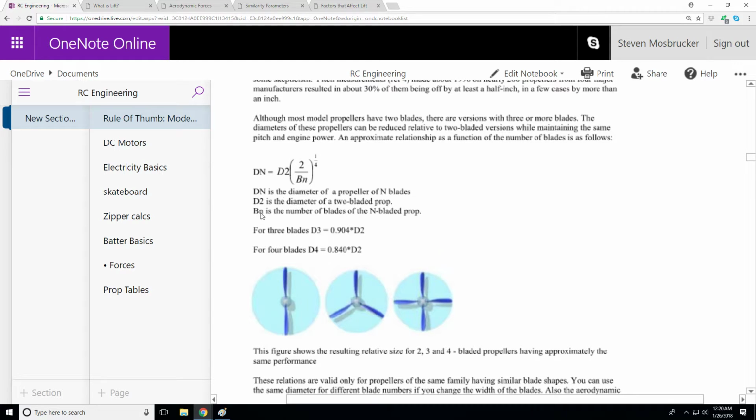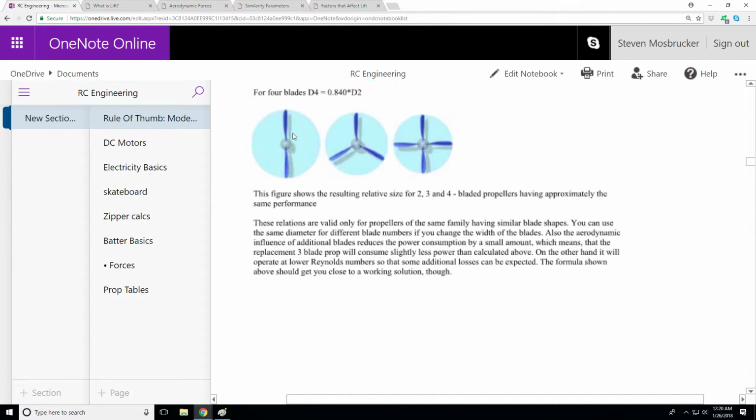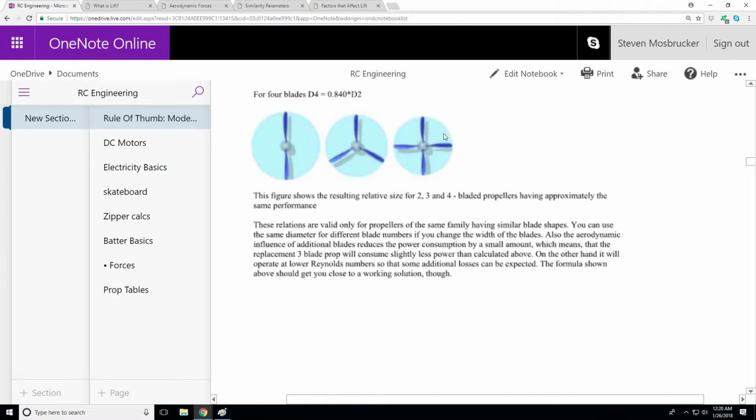times 2 over Bn. Bn is the number of blades in the n-blade prop, so let's say 3 blades. So the diameter of the 2-blade that's currently on the plane, 2 over the number of blades on my new one, so let's say 3, to the power of 1/4. And so that will drop the blades. So here you go, for 3 blades it's approximately 0.904 times the diameter, and for 4 blades it's 0.840 times the diameter of the original. And here's a 2-blade, you can see the 3-blade is smaller and the 4-blade even smaller.